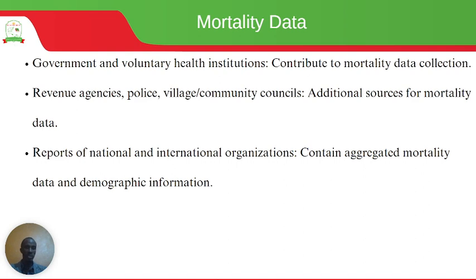Revenue agencies, police, village or community councils also always record deaths of people in their jurisdiction, and can always be sources of this mortality data. Then reports of national and international organizations sometimes contain disaggregated mortality data and demographic information. So all these are essential sources of mortality and morbidity data, which can always be accessed by public health officials to get that information.